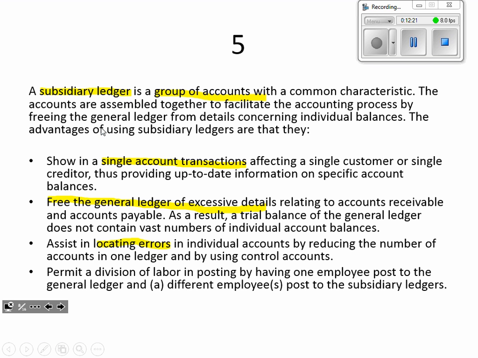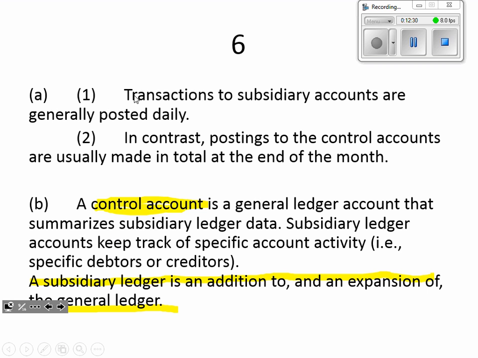Very good. 6A, when do companies normally post to the subsidiary account and the general ledger? We didn't really talk about this. Basically, the subsidiary stuff is going on daily. The control accounts, you really only post at the end of the month or the end of the fiscal period.